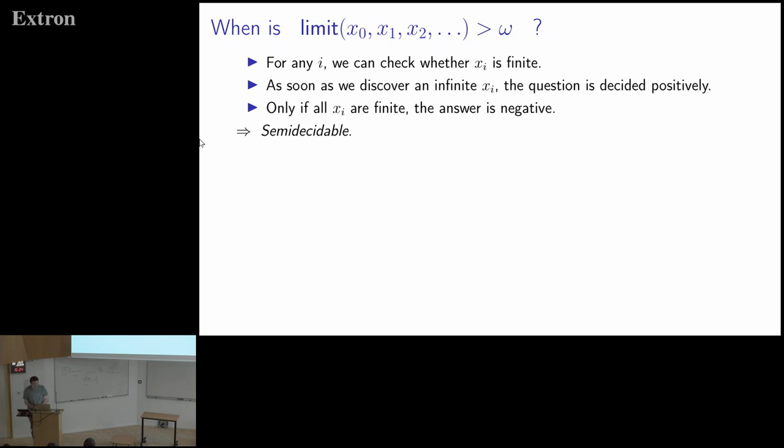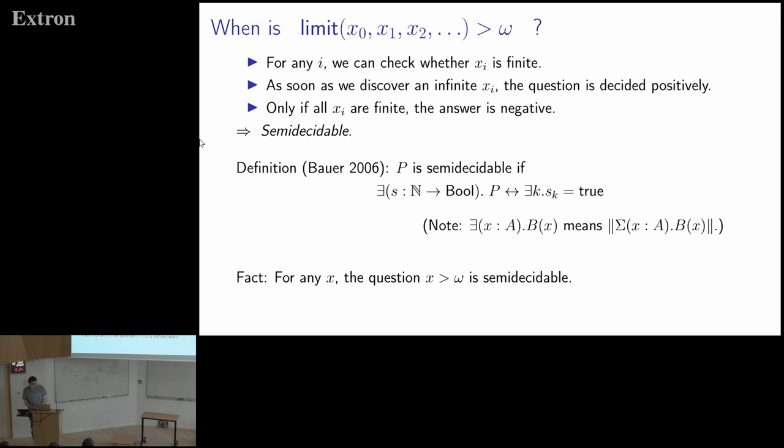And we use the same synthetic notion of semi-decidable that Yannick and Dominic and others have used in their work. So we use the version that Andrej Bauer has suggested in 2006. So P is called semi-decidable if there is some Boolean sequence S such that P holds exactly if this Boolean sequence is true somewhere.